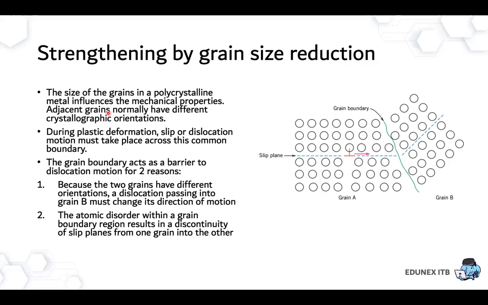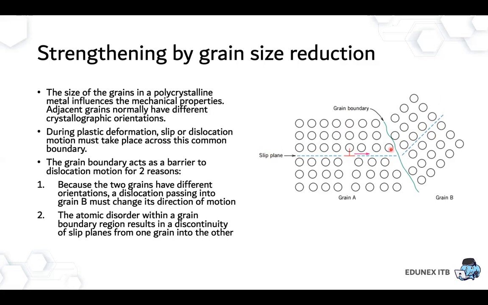Okay, so the grain is in a polycrystalline material. For example, this is one big grain, and this is the other grain there. The adjacent grain will have a different crystallographic orientation. So when we have dislocation motion in this grain, in this slip plane, and this is the half slip plane, up to here we have to change direction in order to pass into the next grain.